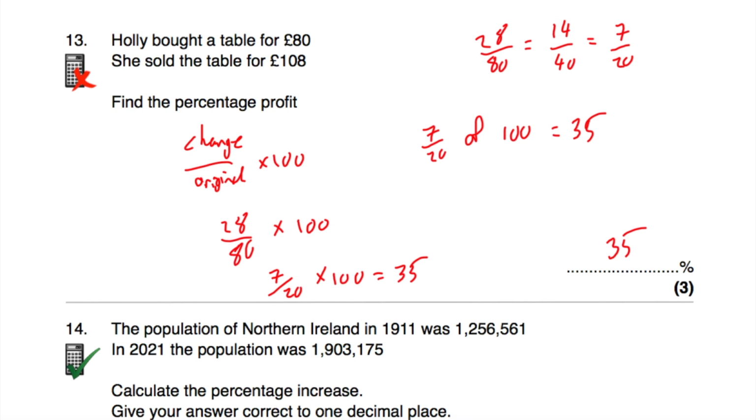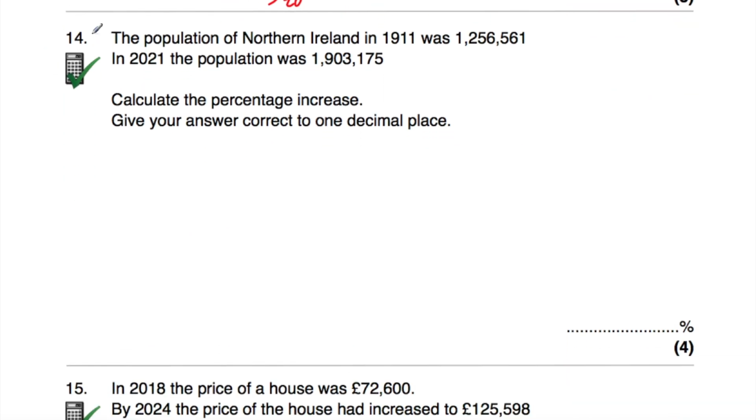Okay, let's look at our next question, question number 14. So question number 14 says the population of Northern Ireland in 1911 was 1,256,561. In 2021, the population was 1,903,175. And the question says to calculate the percentage increase and to give our answer to one decimal place.